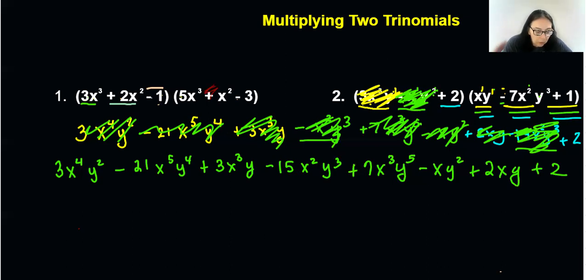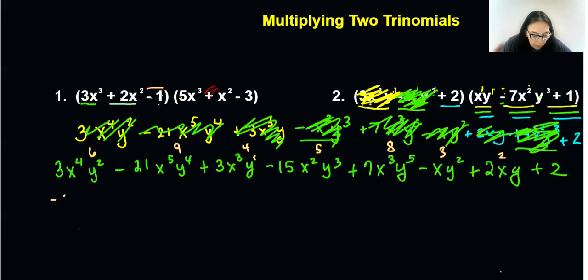The last thing I want to do is add the exponents because I'm going to put them in order by which one's the biggest. So let's add all of our exponents. 4 and 2 is 6. 5 and 4 is 9. 3 and 1 is 4. 2 and 3 is 5. 3 and 5 is 8. 2 and 1 is 3. 1 and 1 is 2, and none. So the biggest is the 9. So I'm going to put that one first.